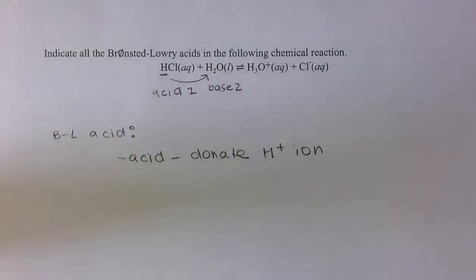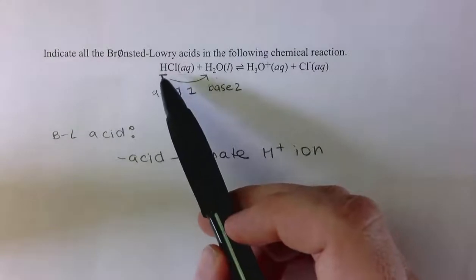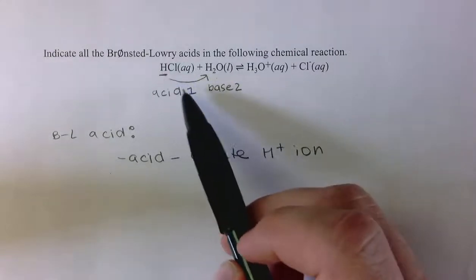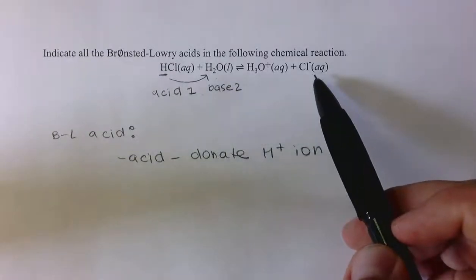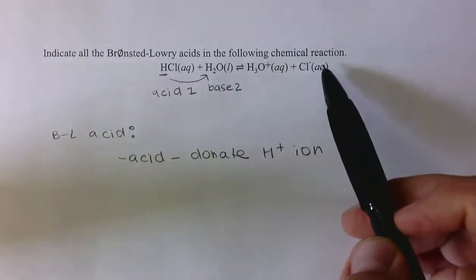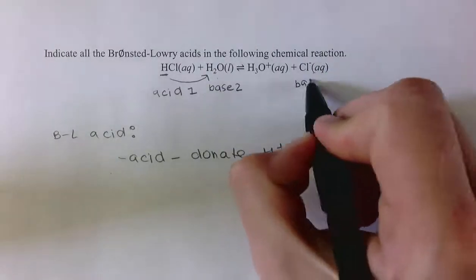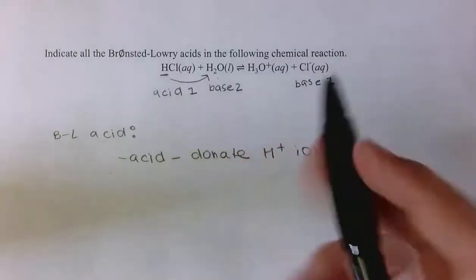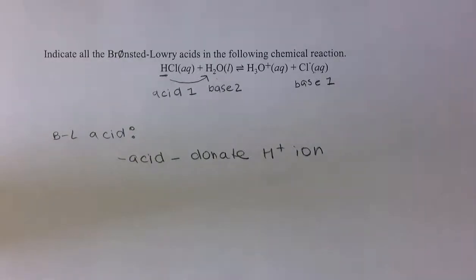And so starting with hydrochloric acid, our first acid, that has a conjugate base. And the conjugate base is formed when this hydrogen ion is donated and we're left with a chloride ion. So this is actually the conjugate base of hydrochloric acid. So I'm going to call this base 1. And this is just to show you that acid 1 and base 1 form a conjugate pair.